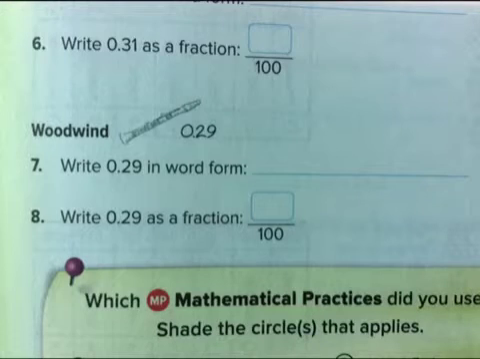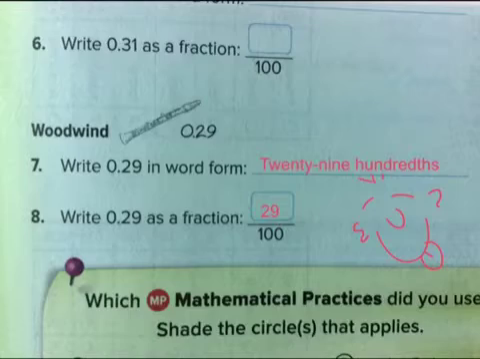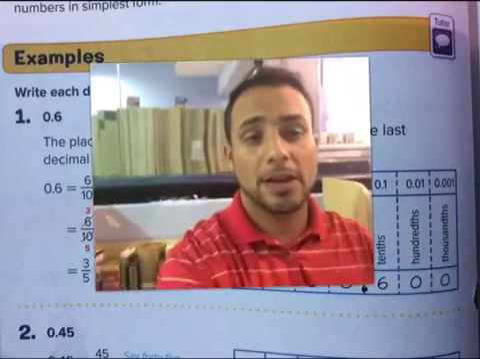And lastly, with the woodwinds, we have 0.29 or 29 hundredths. So write it in word form, and write 29 hundredths as a fraction. Okay, that's it for this page. There's your answer key.